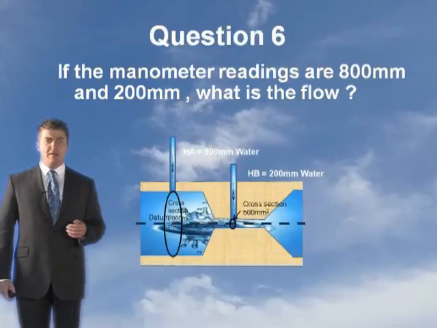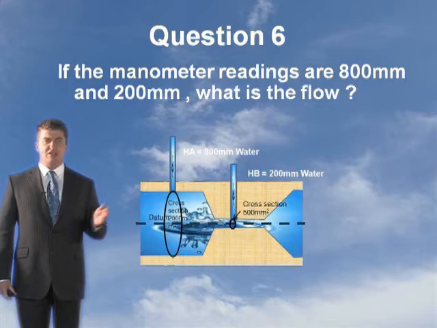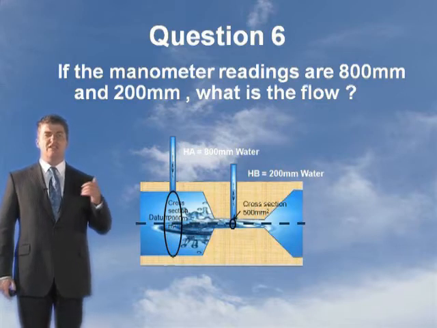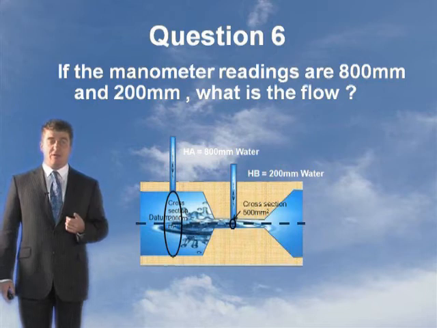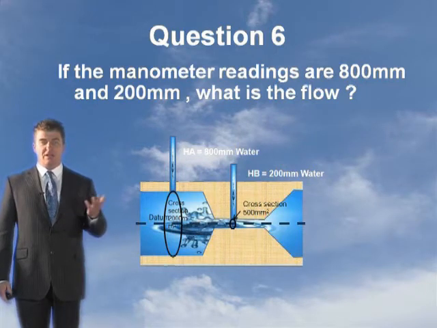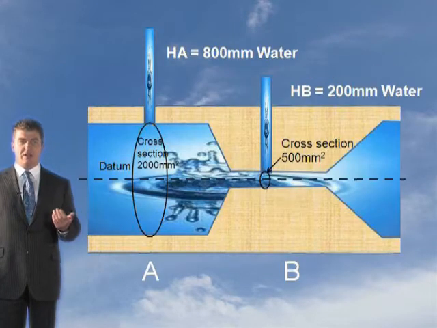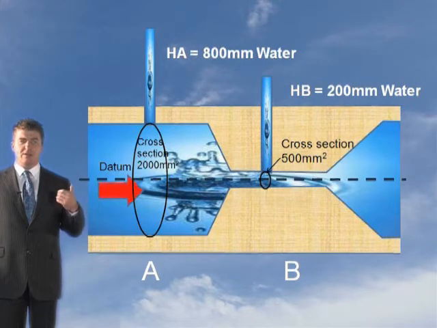Let's do one more question. If the manometer readings are 800 millimetres and 200 millimetres, what is the flow? And it does tell you the density of the flowing water is 1,000 kilograms per metre cube.